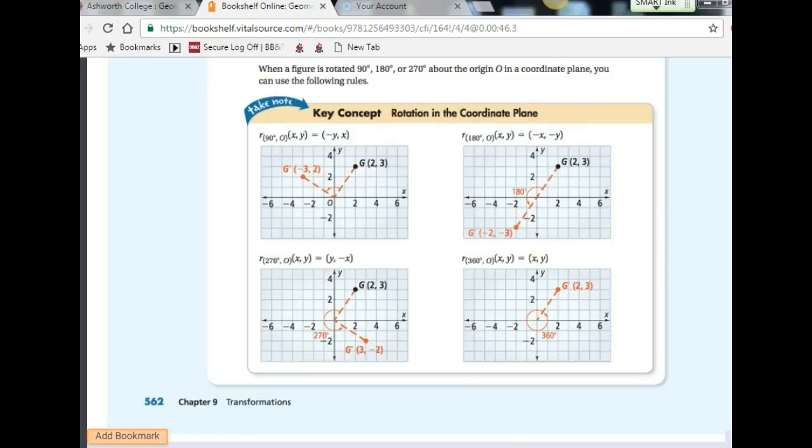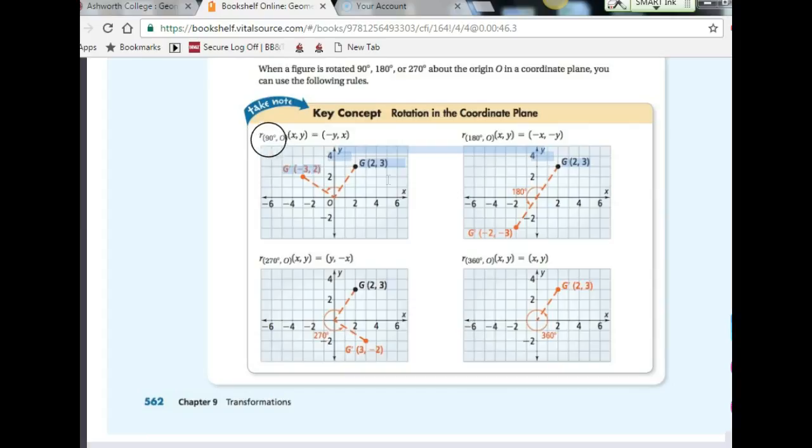Hello. We are actually going to be doing problem number 2 on page 563 of your Geometry Part 2 textbook. This is in lesson 9.3 about rotations. However, this particular page right here is extremely important to being able to do rotations, because somebody has taken the time to do a lot of this work, and so now they're showing you the shortcuts.